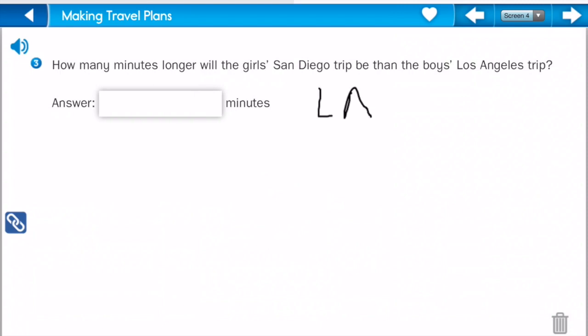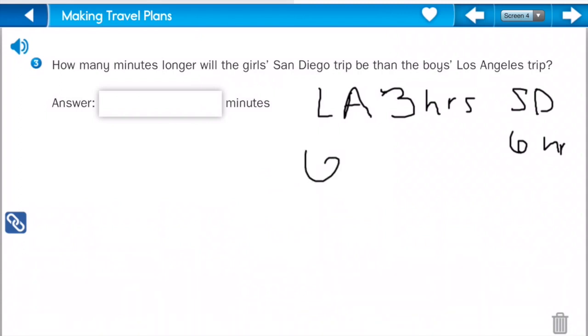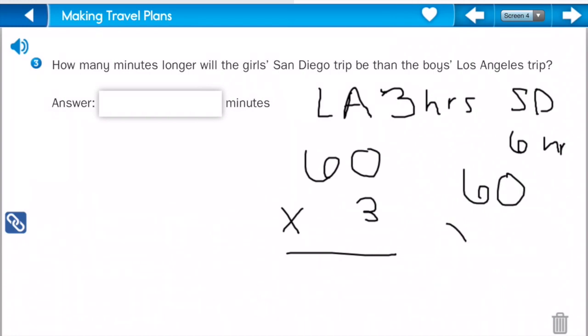LA is 3 hours and San Diego is 6 hours. But they're not asking hours, they're asking minutes. So, how many minutes are in an hour? Yep, that's right, it's 60. So we can figure out what they're asking. We can do 60 times 3, and then 60 times 6.